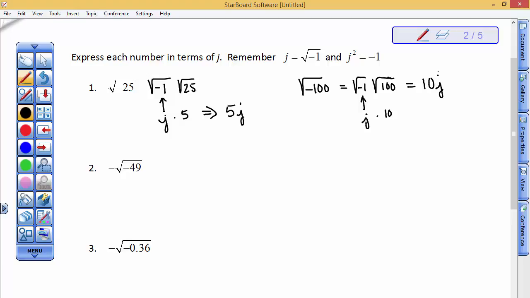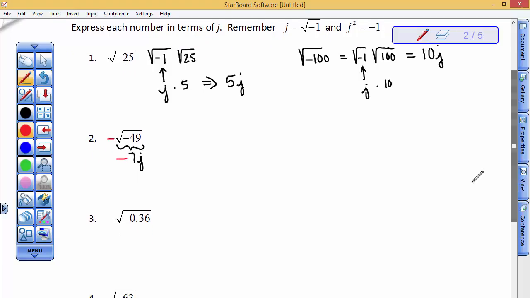So right here, the square root of 49 is just 7j. And then out here, I want the opposite of that, so I'm going to bring that sign down. So my answer for that one is a negative 7j. If you took your calculator and took the square root of 0.36, you'd get 0.6. But because there's a negative sign under the radical, it's 0.6j. And because there's a minus sign in front, I'll bring that down, and I'm done.